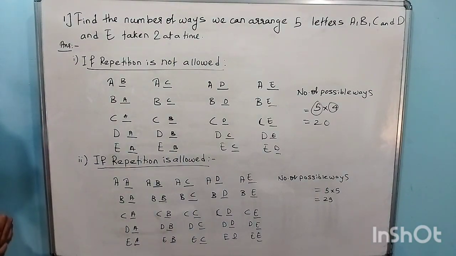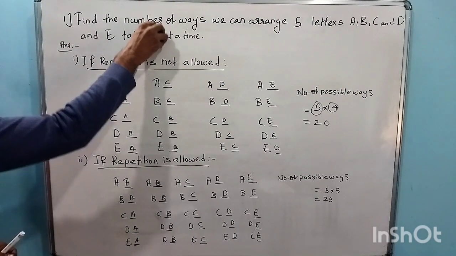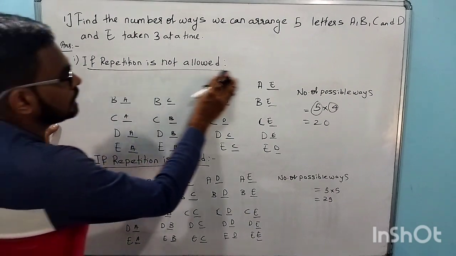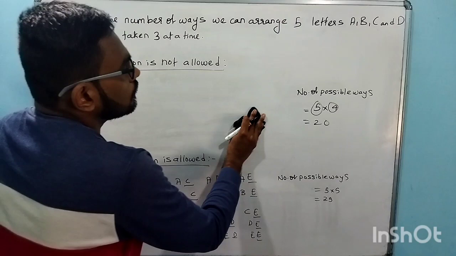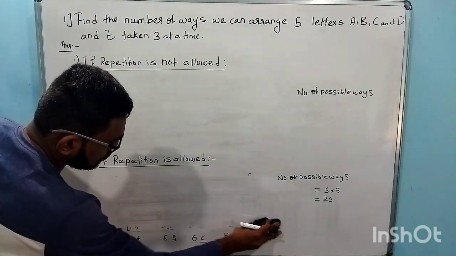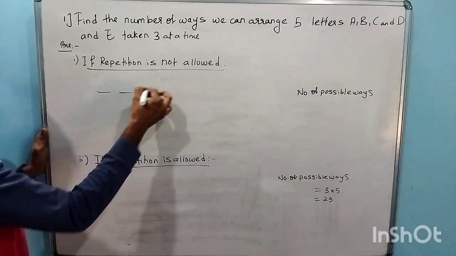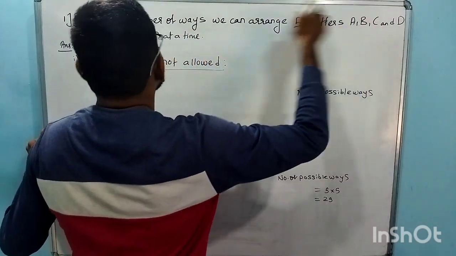Now same way, if I ask you the question: find the number of ways we can arrange 5 letters A, B, C, D and E, taken 3 at a time. So now we'll do it directly. Taken 3 at a time, so now first place can be filled in how many ways? So 3 places basically now: first, second and third. The first place can be filled in 5 ways, because there are 5 letters A, B, C, D and E.